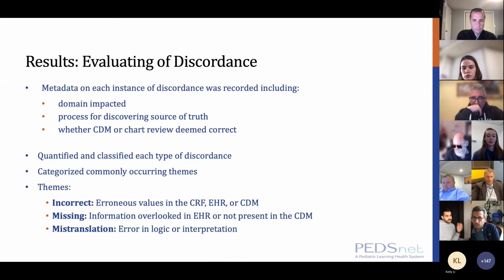And as we were evaluating each of these instances of discordance, we were able to classify them into common themes. And we piloted this approach on these two studies, but as we review more of the studies that we've completed, we anticipate that we'll be able to add on to these themes. So the three that we have so far: incorrectness, missingness, and mistranslation.